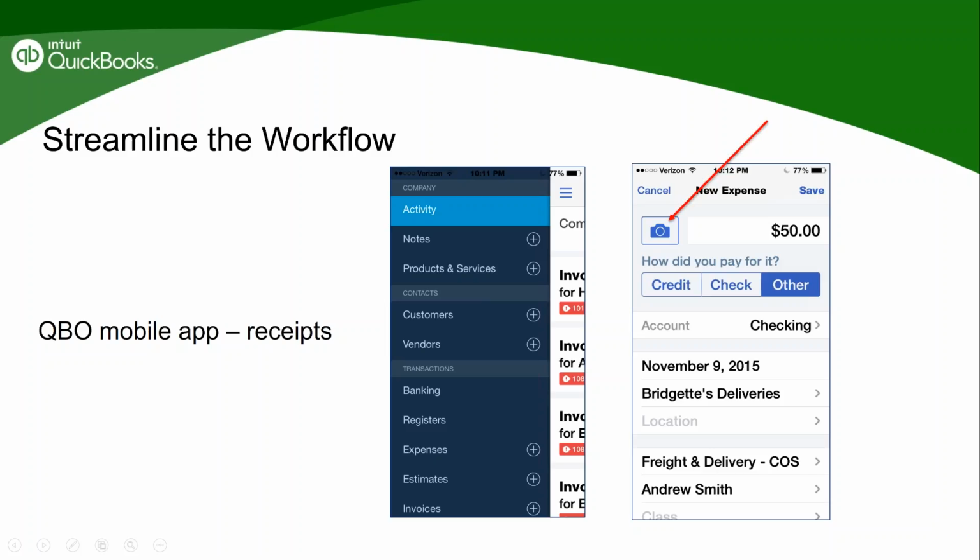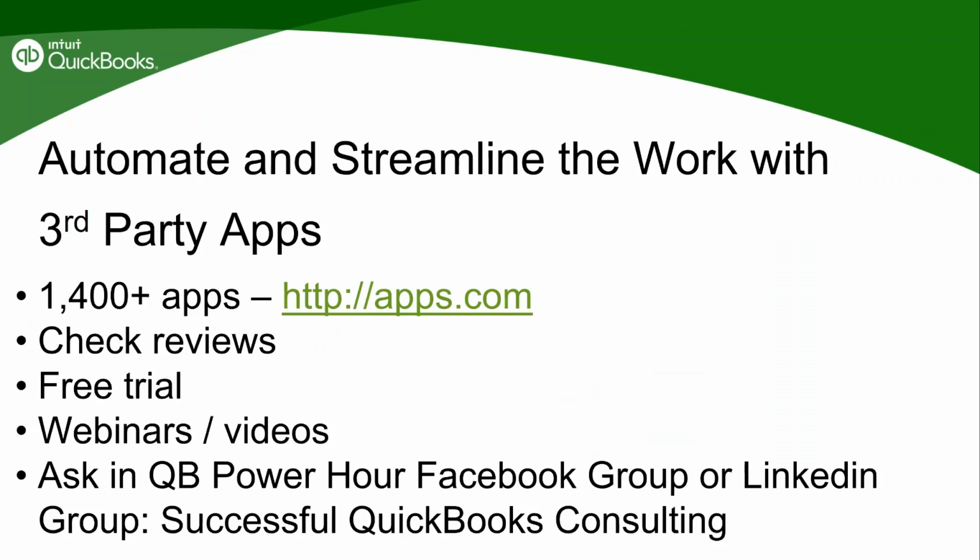So the QBO app is one option. That's included free with your subscription. All you have to do is download the QBO mobile app to your iPhone or your Android device, your Samsung, your tablet, whatever. You download the QBO mobile app to be able to use that. It's included in your subscription. However, it gets even better.